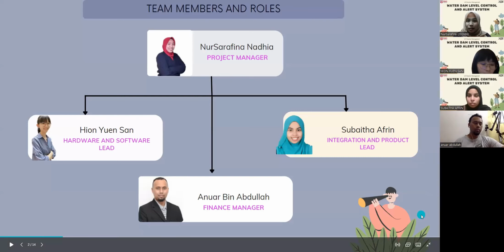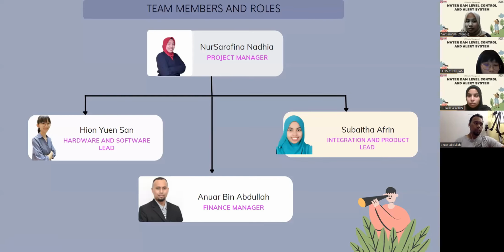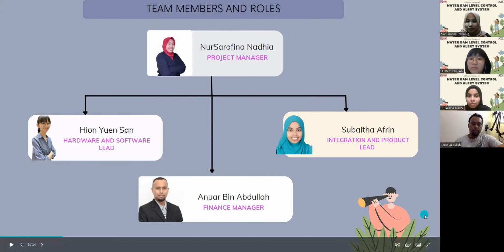Okay, this is our team's member roles. Myself as a project manager, Hion Yuen San as hardware and software lead. Next is Subaitha Afrin as integration and product lead, and Anuar is a finance manager.